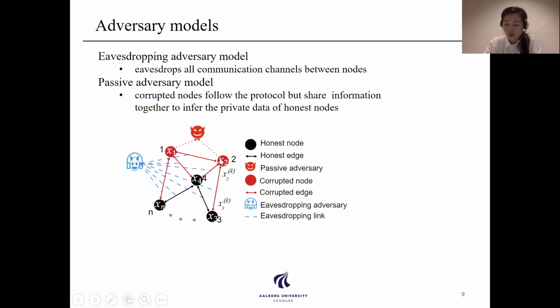For example, here node 1 and node 2 are passively corrupt. What they do is try to collect all the information they have and share it with the passive adversary, such that this passive adversary will have all the information available to all the corrupt nodes. And then it will use this information to infer the private data of the rest of the so-called honest nodes. One thing to notice here is that as long as one node corresponding to the edge is corrupt, all the information transmitted along this edge is known by this corrupt node. So in that sense, we call this edge a corrupt edge.